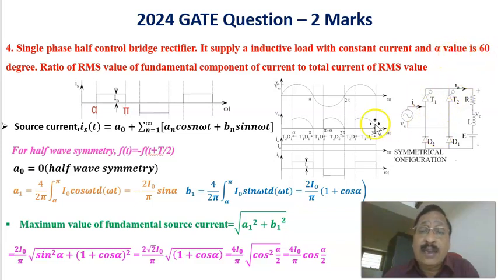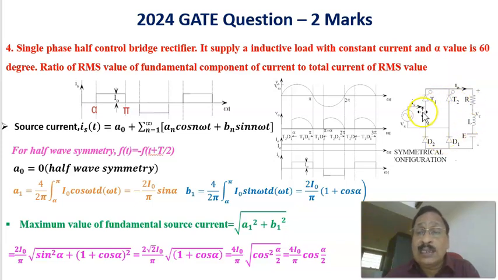The firing angle is equal to 60 degrees. Now the question is the ratio of the RMS value of the fundamental component of current to the total current RMS value. That is, the RMS value of the fundamental component divided by the RMS value of the total current. That is the question.